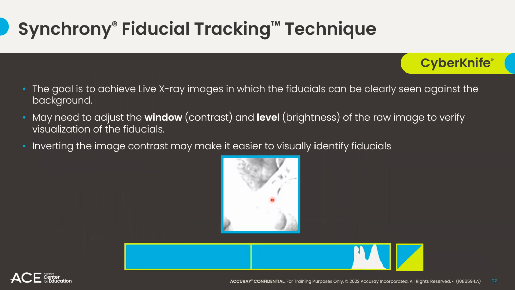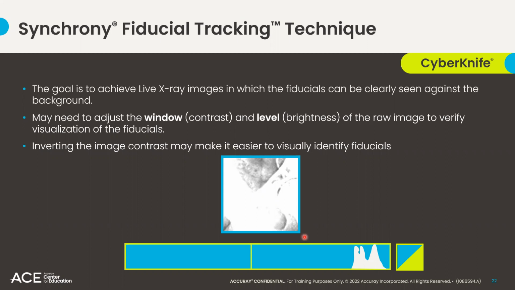So just to reiterate, the goal for fiducial tracking is to achieve a live image where the fiducials can be clearly seen against the background. In this example of a histogram, it's really bunched up to the right-hand side, so less than ideal. However, this is sometimes the histogram that we're working with for these deep set tissues, so let's say this prostate. We'll need to adjust the window and level of this image to verify the fiducials.